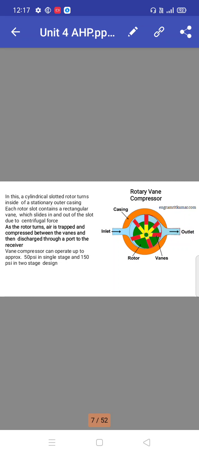Rotary vane compressor. In this, a cylindrical slotted rotor turns inside a stationary outer casing. Each rotor slot contains a rectangular vane which slides in and out of its slot due to centrifugal force. As the rotor turns, air is trapped and compressed between the vanes and then discharged through a port to a receiver. A vane compressor can operate up to approximately 50 psi in single stage and 150 psi in two stage designs.